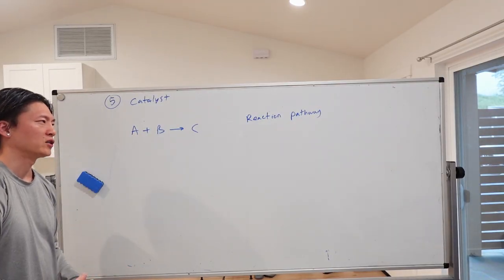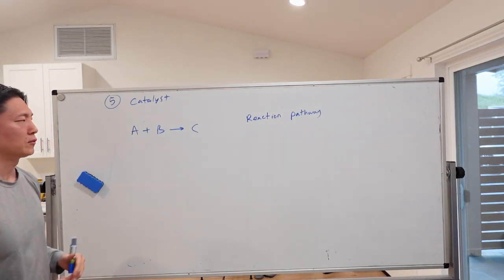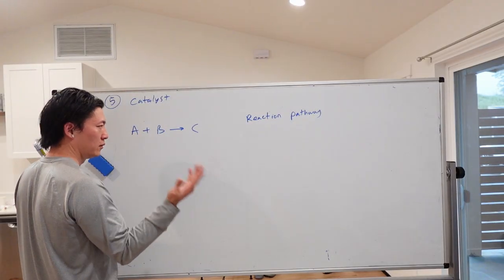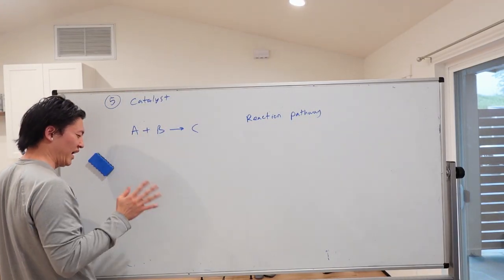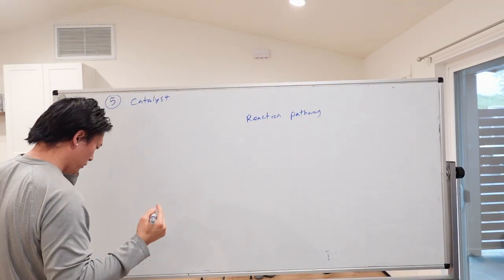They might call them reaction mechanisms, and we just call them reaction pathways. So that's an example of how chemicals might have different reaction pathways. We're going to do the simple one first.